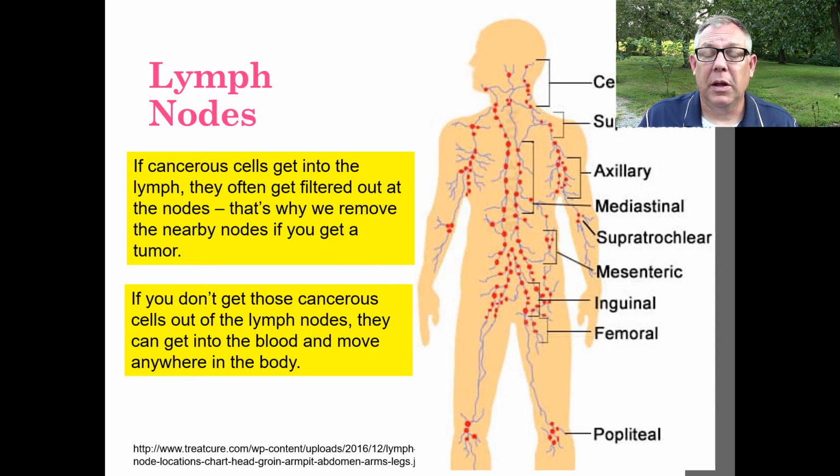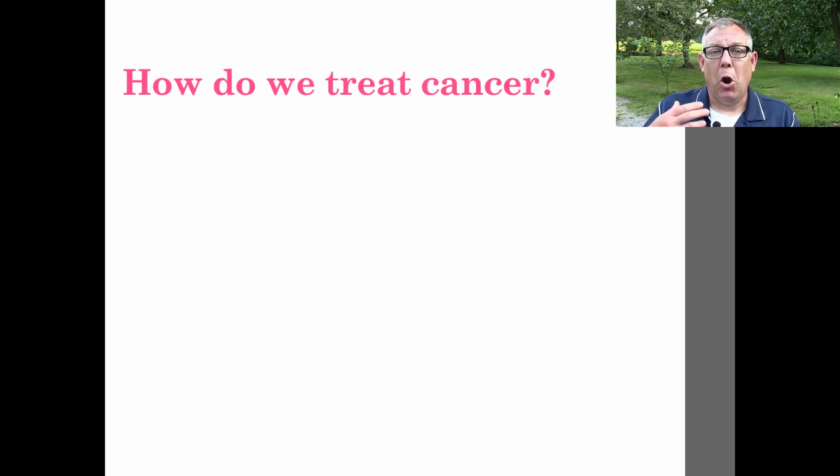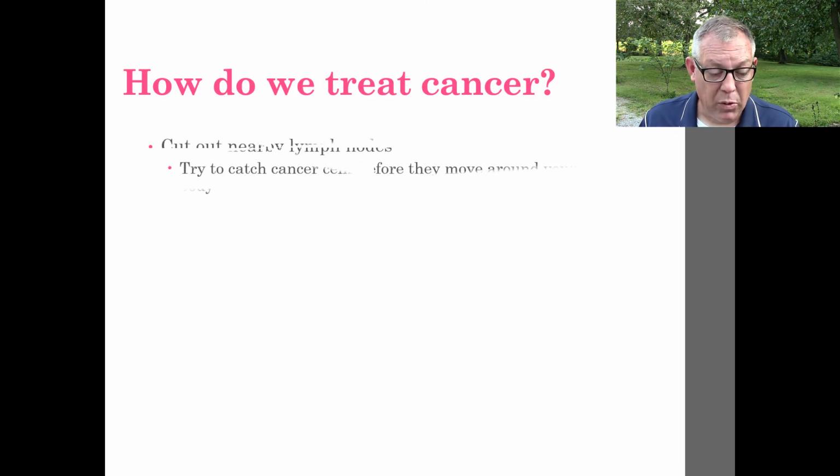But if you've had any experience with cancer surgery, like when my dad had skin cancer, they found the tumor, they removed the tumor, but they also removed a bunch of the nearby lymph nodes, to look for cancerous cells and just as a precaution. So that gets into, again, what are some of the ways that we can treat cancer? And you've probably heard of a lot of these. Unfortunately, you might have some experience with some of these things, but now you can put them in context and see how they actually treat these cancerous cells. Again, we cut out the nearby lymph nodes to try to catch the cancer cells before they move around your body.